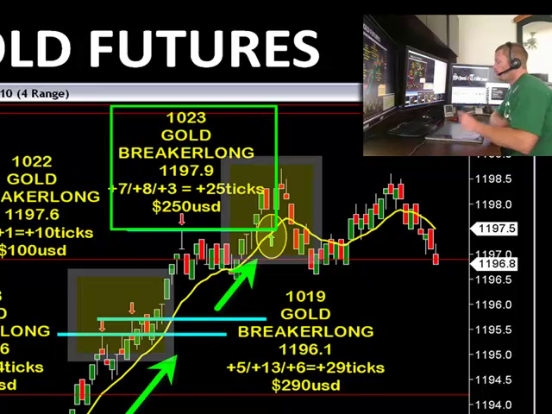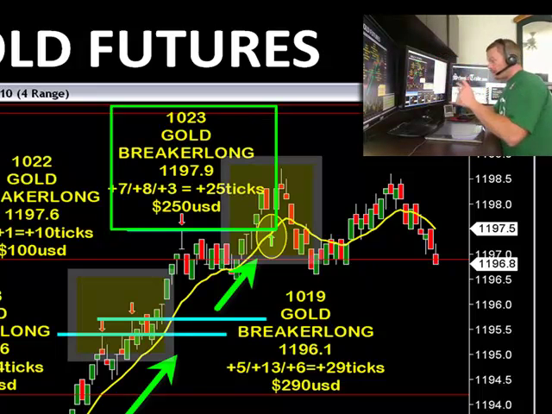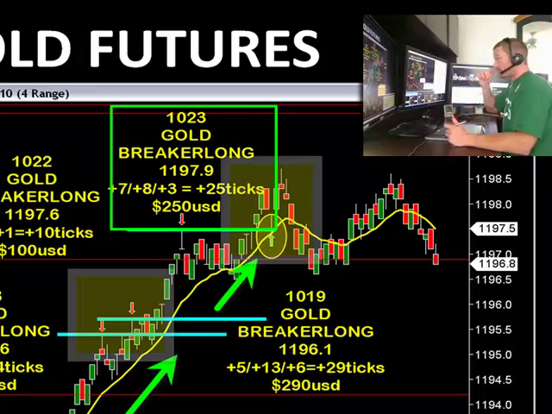So once again, the wind at our back here, as the gold was getting pushed to the upside right now, normally we get +4, +8. We got +7, +8 here, and then a trailer runner here for +3. So 25 ticks, 2 off at 7, 1 off at 8, 1 off at 3, 250 USD.